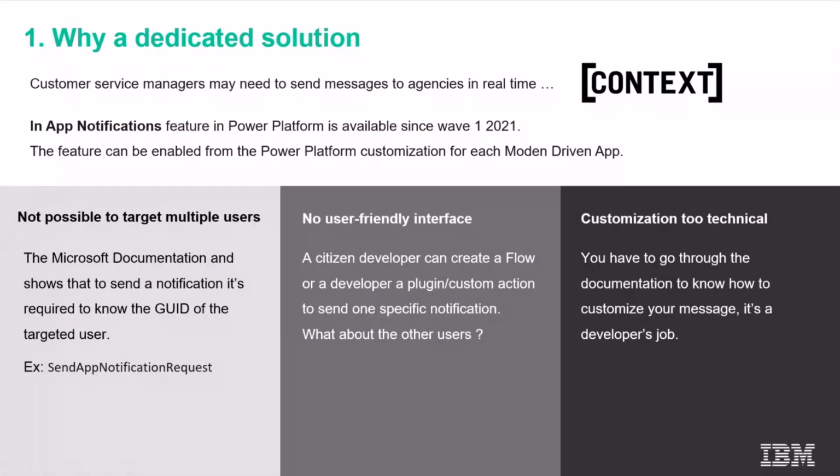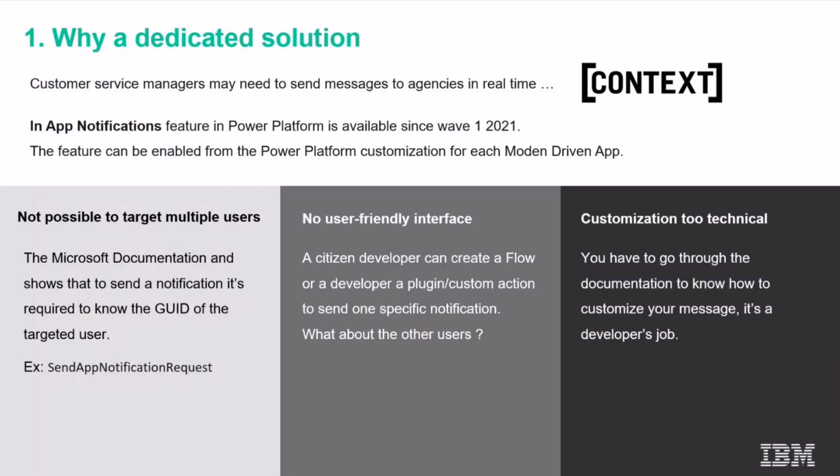Hopefully, Microsoft released the in-app notifications feature in Power Platform since Wave 1 of 2021. So you can now send notification to a user, but it is actually not possible to send notification to multiple users at once. So you need to know the technical GUID of the user, which can be complicated for someone that is not a developer or a citizen developer.